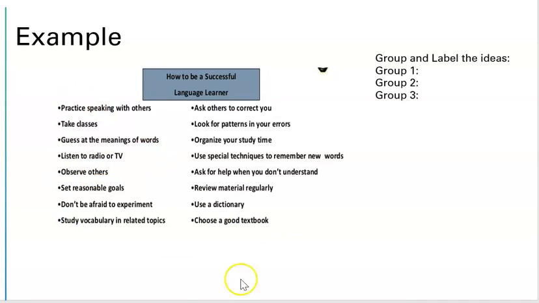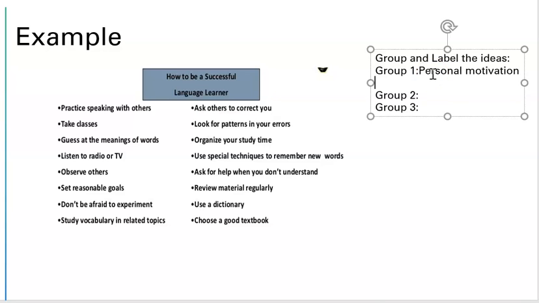Now, once you have listed, you need to group and label the ideas. So now we have group 1. Let's see, what can we come up with from this list? The first group we could label as personal motivation, personal motivation to be a successful language learner. So what are the personal motivations? You can say set reasonable goals. So you can take set reasonable goals and place it in group 1.